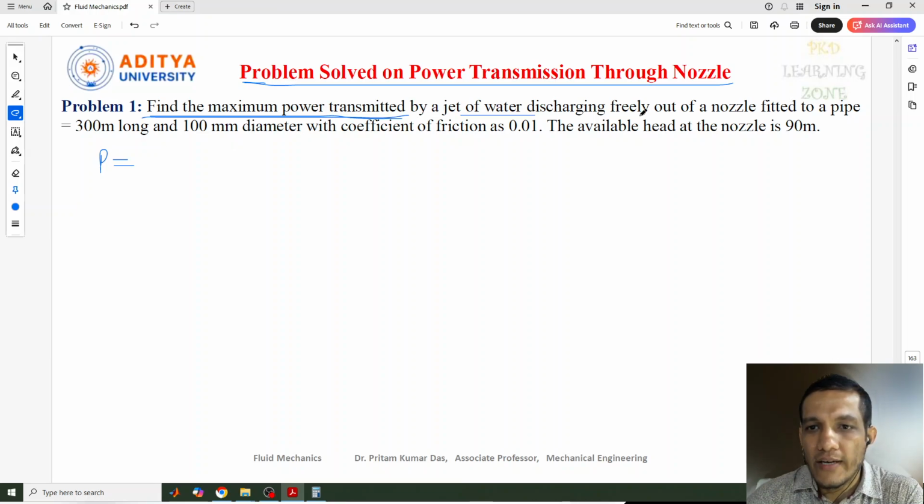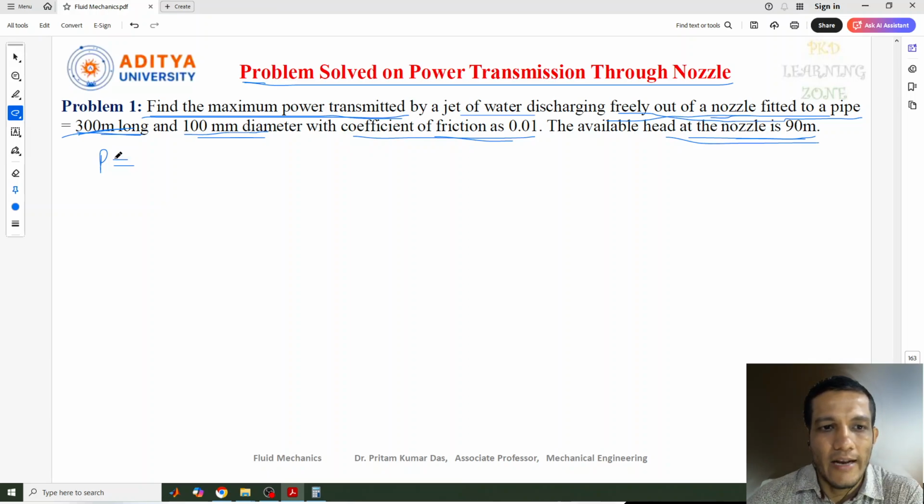A jet of water discharging freely out of a nozzle fitted to the pipe. So here, 300-meter long means the length of the pipe is given as 300 meter, the diameter of the pipe is given as 100 millimeter, the coefficient of friction is given as 0.01, and the available head at the nozzle is given as 90 meter. By this data, we can calculate the maximum power transmitted.